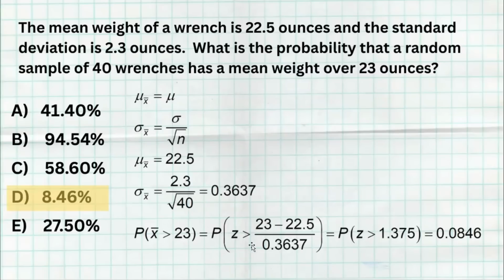So to find that z-score, we're going to take 23 minus the mean, 22.5, divided by the standard deviation, 0.3637 for our sampling distribution, and I get a z-score of 1.375. And whether you use a z-table, normal CDF on your TI-84 calculator, or the normal distribution app on your Numworks calculator, the probability that a z-score is greater than 1.375 is 0.0846, leading us to our answer of D. So pretty good problem there.